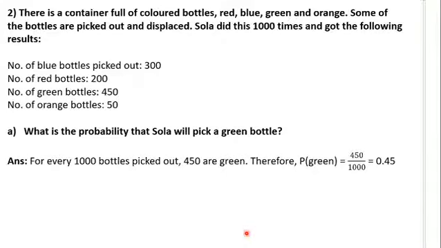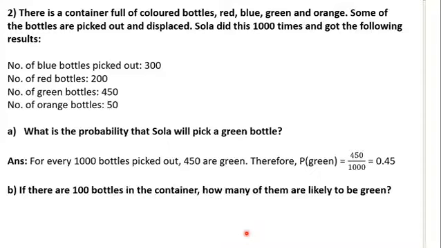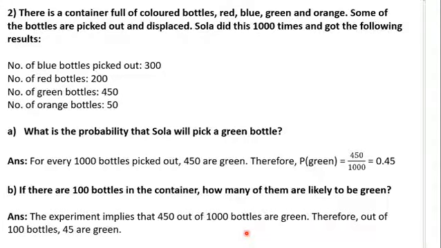You can see that our probability can either be in fraction or in decimals. And of course, it could also be in percentages as well. The B part to this question says if there are 100 bottles in the container, how many of them are likely to be green? Since we already know that 450 out of 1,000 will be green, then what if it is 100 and not 1,000? So we just multiply 450 divided by 1,000 times 100, which will give us 45. Or you could simply say 0.45, which we got up here, multiplied by 100 bottles, and that will give you 45 green bottles.